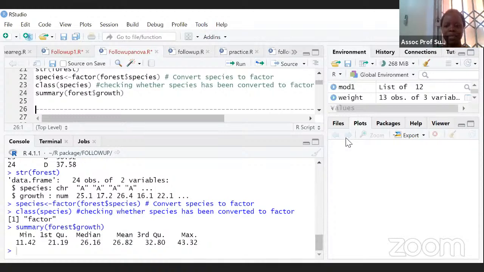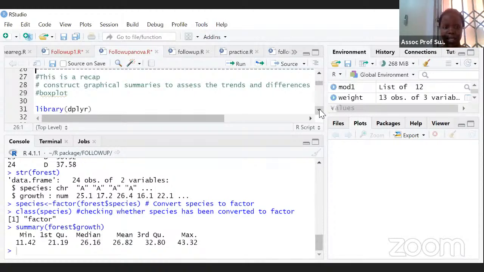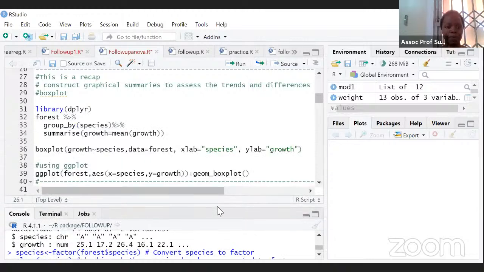Then you go back. Sometimes you want to know by species, which species is doing well. So we come to the next step.